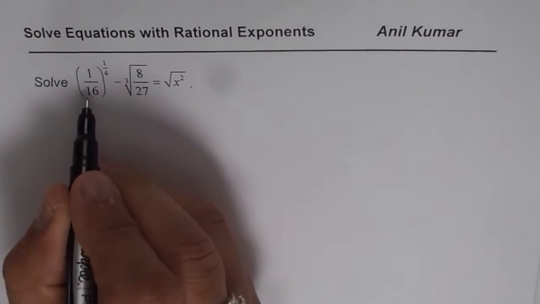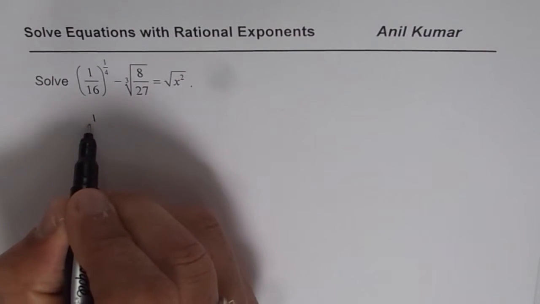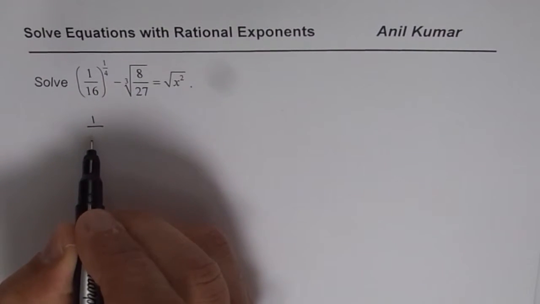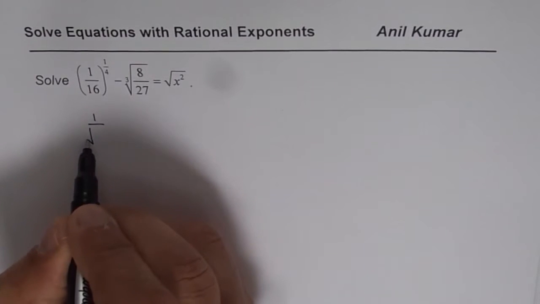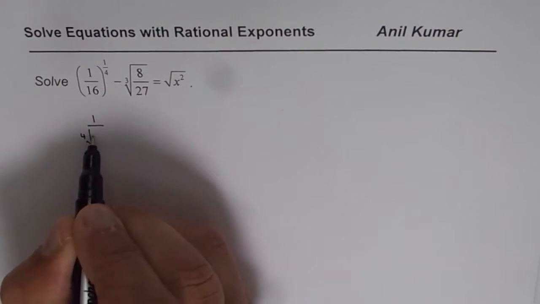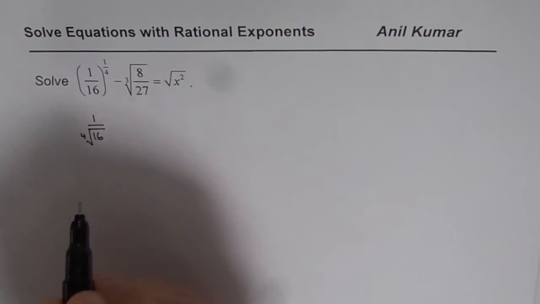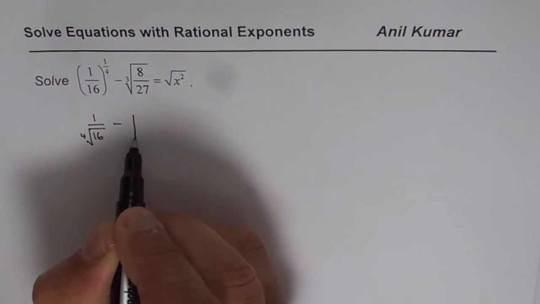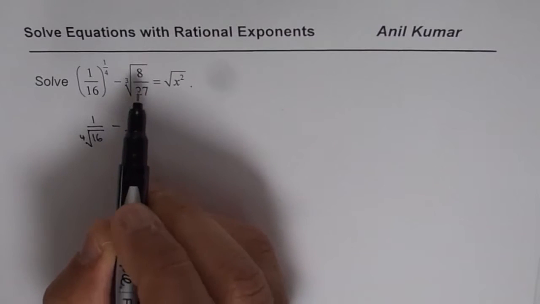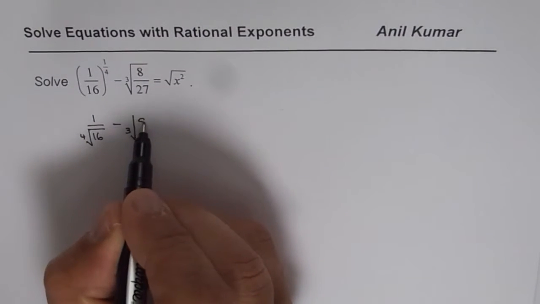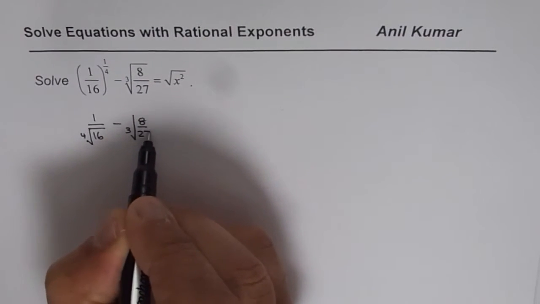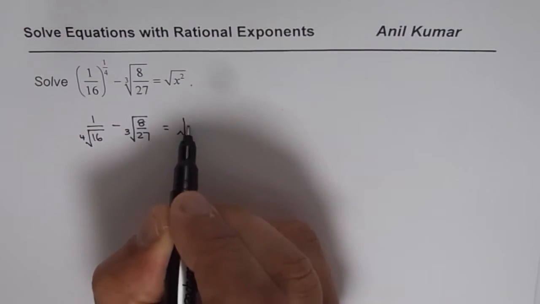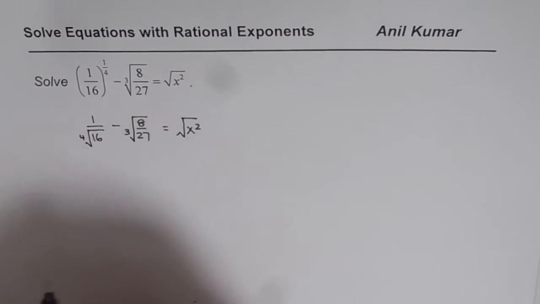So I could write 1 over 16 to the power of 1 over 4, as we could also write it like this, fourth root of 16. Here we already have the radical form, that is cube root of 8 over 27. I'm just rewriting the question, and then we will see how to solve this. Square root of x squared.